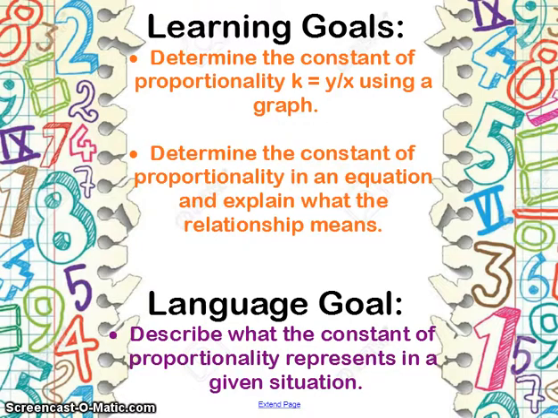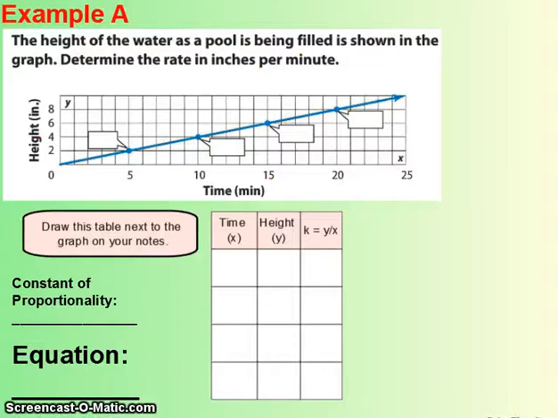Alright, so back to our learning goals. So let's look at some graphs and determine the constant of proportionality, and then talk about what that constant is representing. Okay, example A. It says the height of the water as a pool is being filled is shown in the graph. Determine the rate in inches per minute. Alright, so what we want to do is make sure, of course, we've got points on our graph. So we want to make sure we can see those dots.